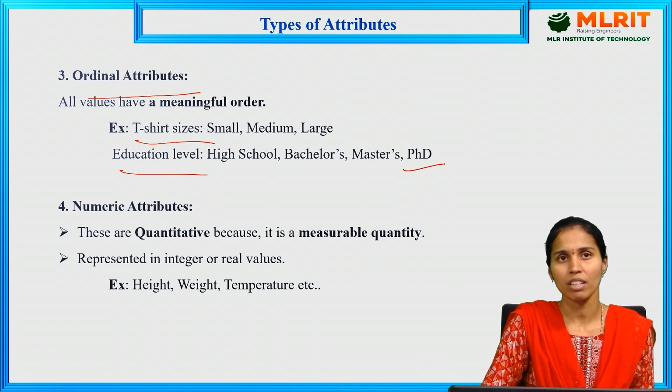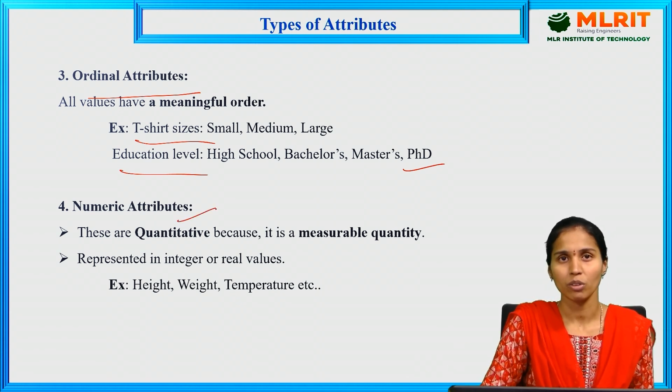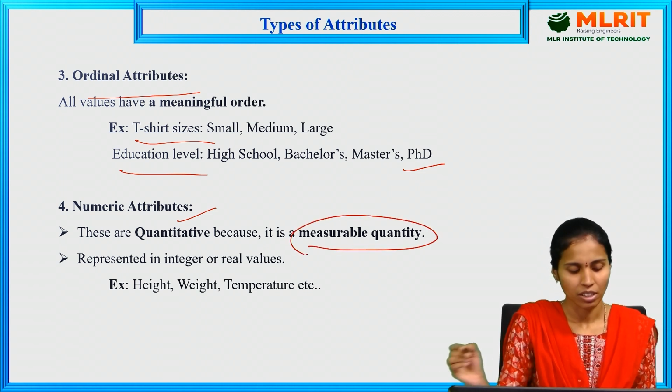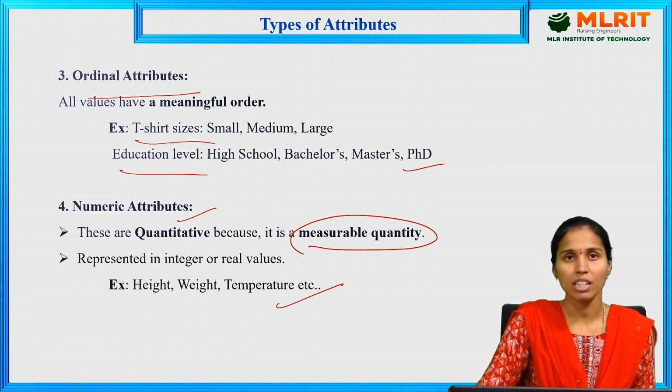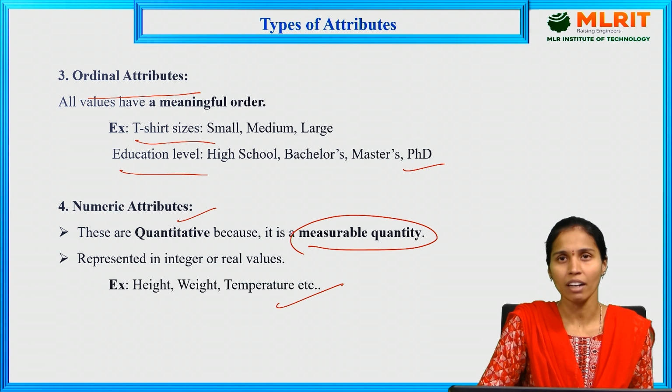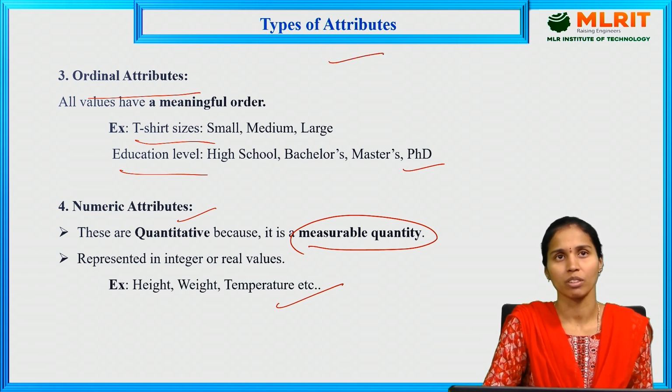The fourth one is numerical attribute. These are quantitative attributes because they are in a measurable quantity. So examples are heights, weights, temperature. These values are integer or real values. This is about types of attributes.